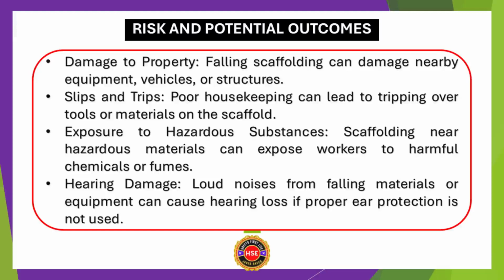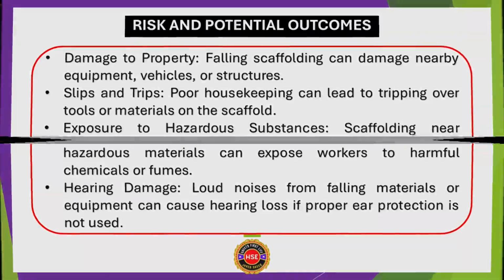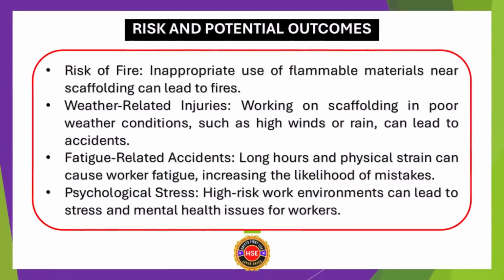Number 11, hearing damage. Loud noises from falling materials or equipment can cause hearing loss if proper ear protection is not used. Number 12, there is the risk of fire. Inappropriate use of flammable materials near scaffolding can lead to fires. Number 13, weather-related injuries. Working on scaffolding in poor weather conditions such as high winds or rain can lead to accidents. Number 14, fatigue-related accidents. Long hours and physical strain can cause worker fatigue, increasing the likelihood of mistakes. And number 15, psychological stress. High-risk work environments can lead to stress and mental health issues for workers.